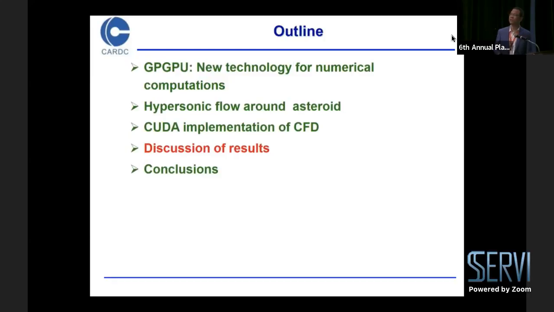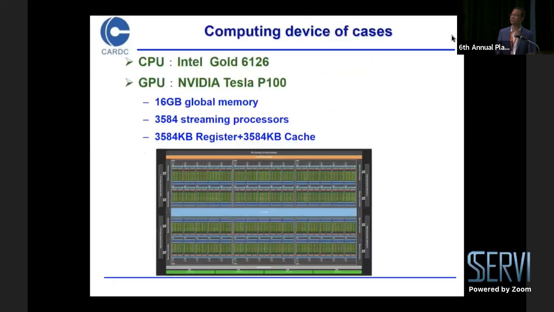The fourth part, discussion of the results. The computing devices in my paper include 2 types. The CPU is Intel Gold 6126. The GPU is NVIDIA Tesla P100. These are the property parameters.